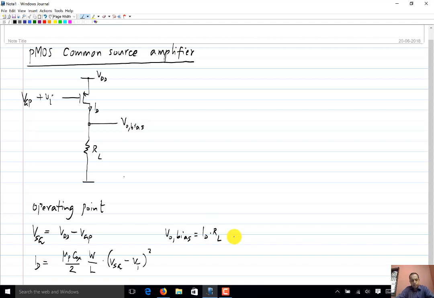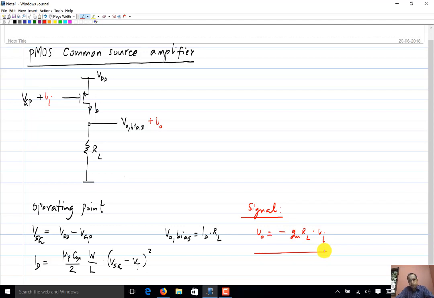Okay, and we also know that when we apply an incremental signal Vi, there will be an incremental signal Vo, and we are already quite familiar with the common source amplifier. We know that the gain for the signal is minus GM RL.